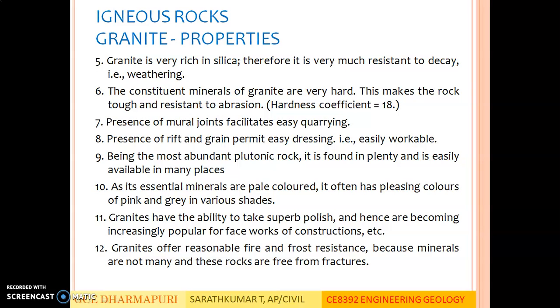Being the most abundant plutonic rock, it is found in plenty and is easily available in many places. As its essential minerals are pale colored, it often has pleasing colors of pink and grey in variable shades. Since minerals in the granite rocks are pale colored, meaning light colored, it often has pleasing colors in the shades of pink and grey.